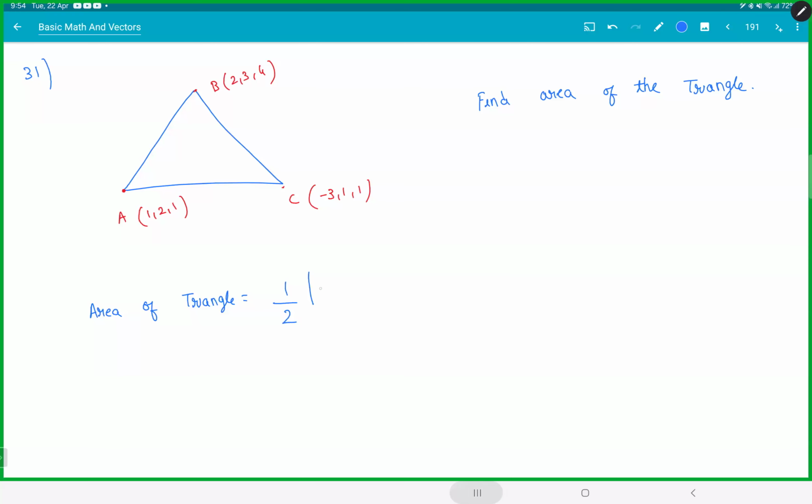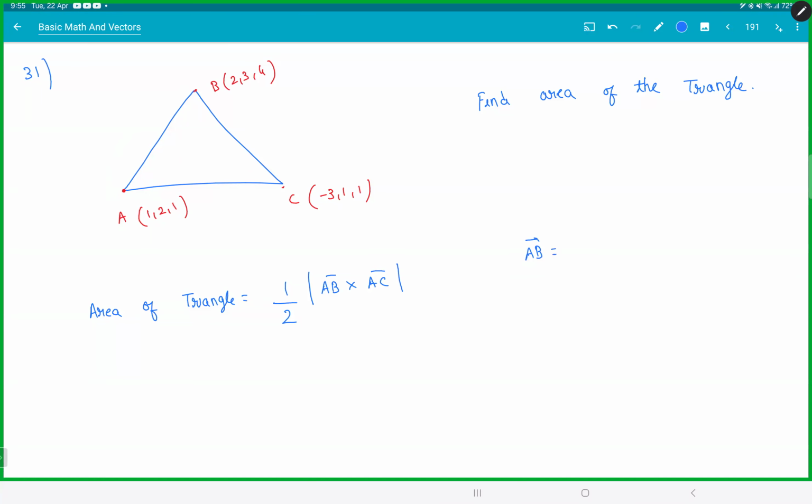So choose any 2 sides. I will take AB bar cross AC bar. Is that making sense? You could have taken BC bar and BA bar. The answer would be the same. So that is a catch. A bar and B bar are sides of a triangle, so you need the cross product of this vector and this vector. Or you could have taken any 2 sides. It won't matter. So let's do AB bar first.